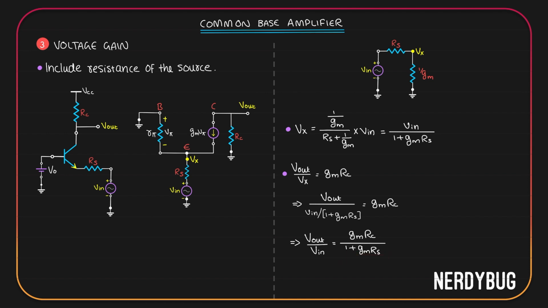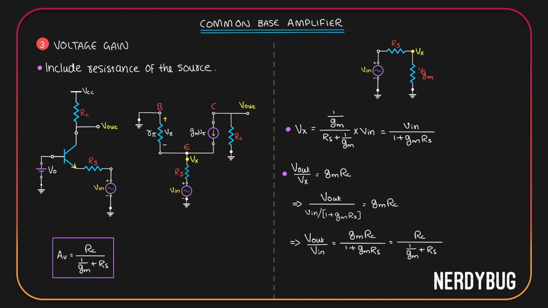Let's divide the numerator and the denominator with Gm. That gives us Rc divided by 1 by Gm plus Rs. So the gain is Rc by 1 by Gm plus Rs. Now, what if Rs is 0? If Rs is 0, this simply becomes Rc by 1 by Gm, which is GmRc. Makes sense because we have already seen when the source resistance is not included, gain is GmRc.